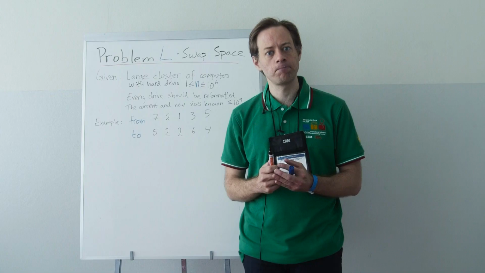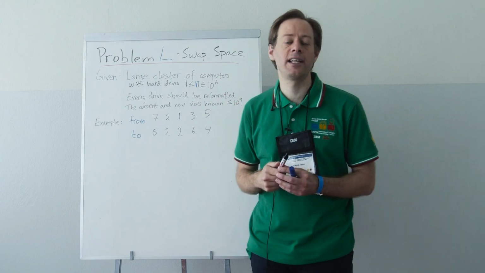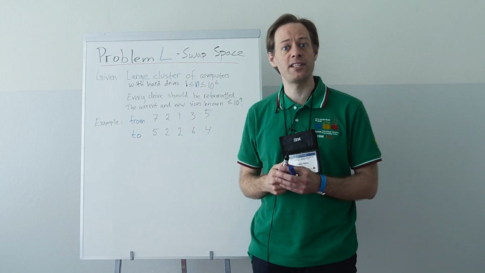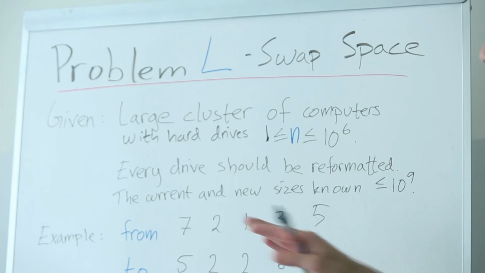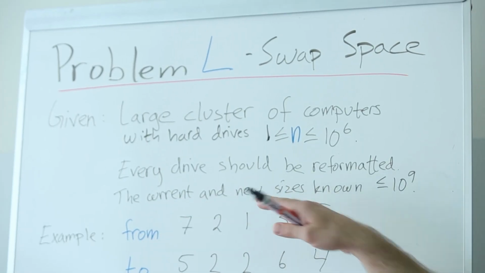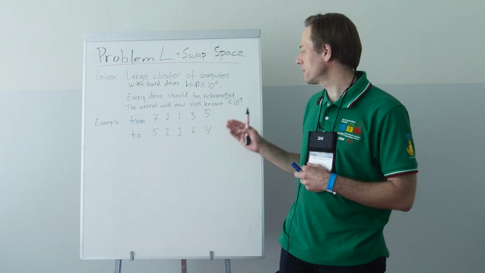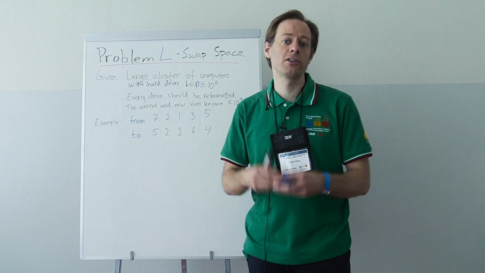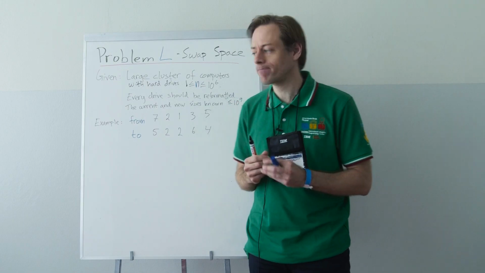So what you're given is the number of hard drives, which is less than 10 to the power of 6. And for each of the hard drives, you know the current size and the new size. And all of these sizes are less than 10 to the power of 9. Because of course, 1,000 petabytes should be enough for everyone, right?